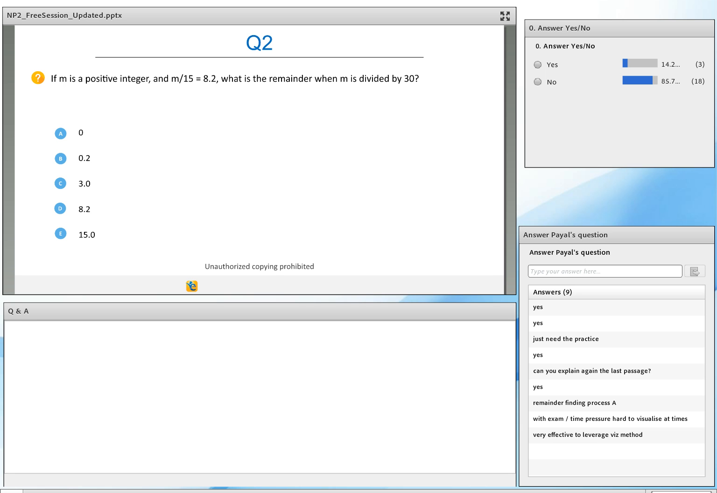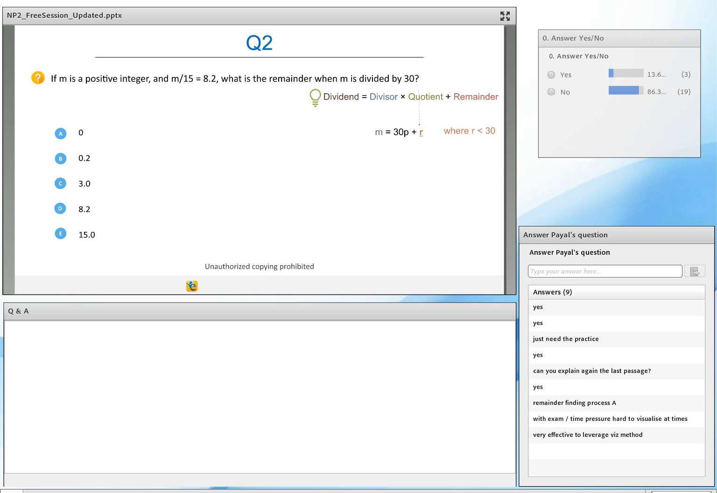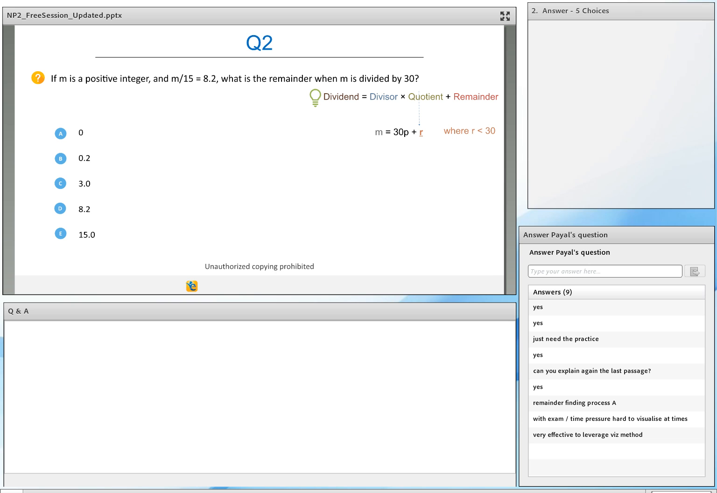Good. Very effective to leverage the visualization method. Absolutely right. Let me first go through the solution here so that you can verify that you solved the question in the right manner. So again, M is equal to 30P plus R. That's what I need to find out, I need to find R from this, and what's given to me over here is M is equal to 15 into 8.2.